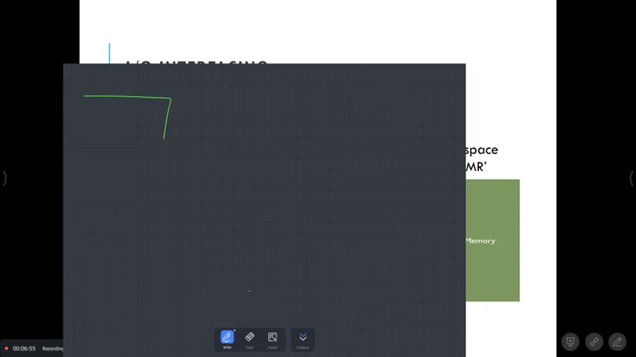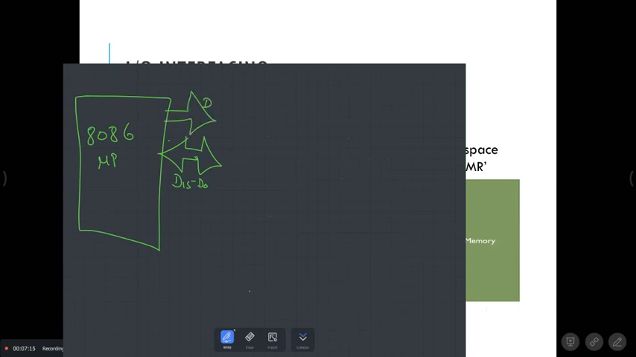This is your microprocessor. Okay, this is your 8086 microprocessor. And you all know that this has D15 to D0 data bus, and all of you know this has an address bus starting from A19 to A0, and it has got M/IO bar. It has got a read signal and it has got a write signal.